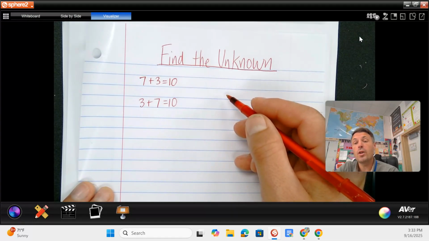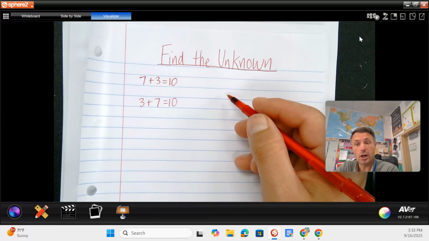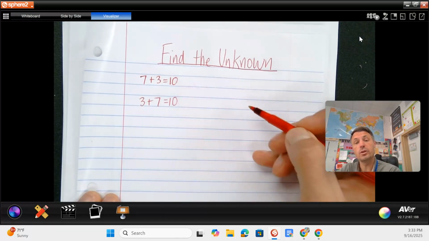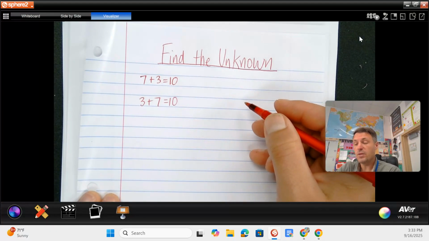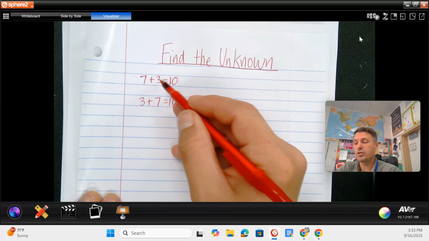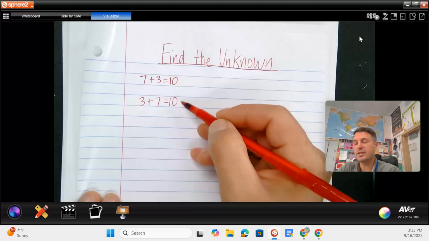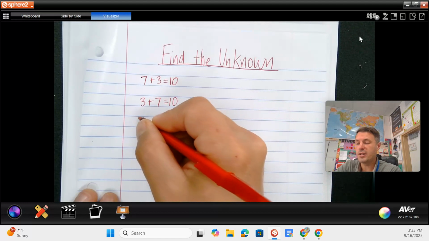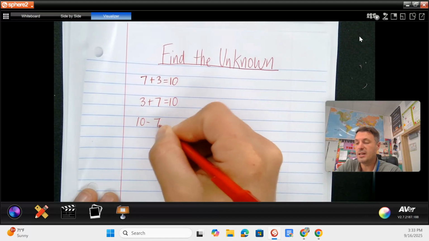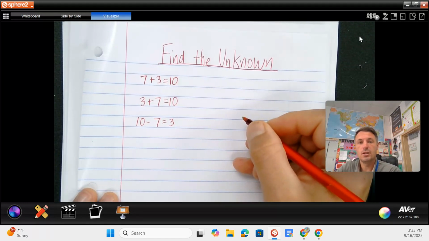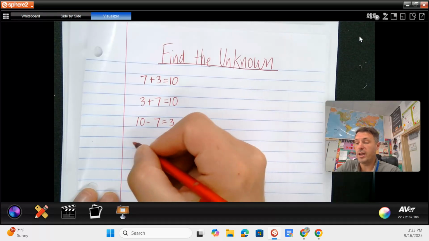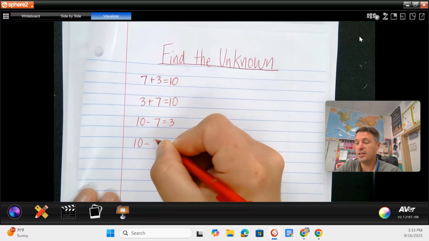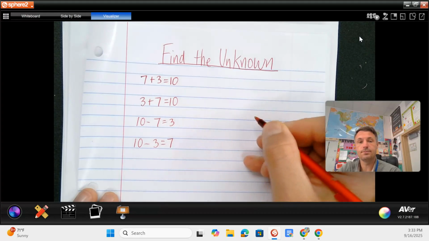But there's also 2 subtraction problems that are true if these 2 addition problems are true. If it's true that 7 plus 3 equals 10 and that 3 plus 7 equals 10, it also has to be true that 10 minus 7 equals 3. And if that's true, it also has to be true that 10 minus 3 equals 7.